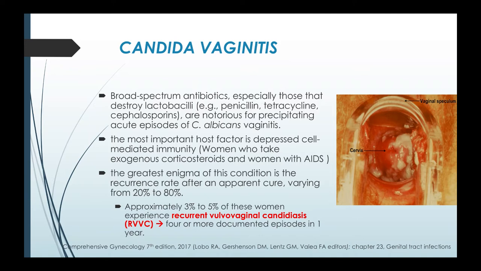Broad-spectrum antibiotics, especially those that destroy lactobacilli, such as penicillin, tetracycline, or cephalosporins, are notorious for precipitating acute episodes of Candida albicans vaginitis. The most important host factor is depressed cell-mediated immunity, as in women who take exogenous corticosteroids, or those women with AIDS. The greatest enigma of this condition is the recurrence rate after an apparent cure, varying from 20 to 80%. Approximately 3 to 5% of these women experience recurrent vulvovaginal candidiasis, which is when 4 or more documented episodes of Candida vaginitis occur in 1 year.